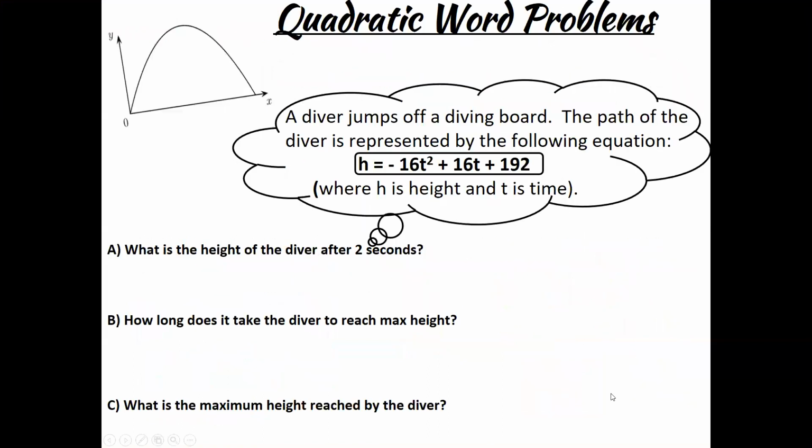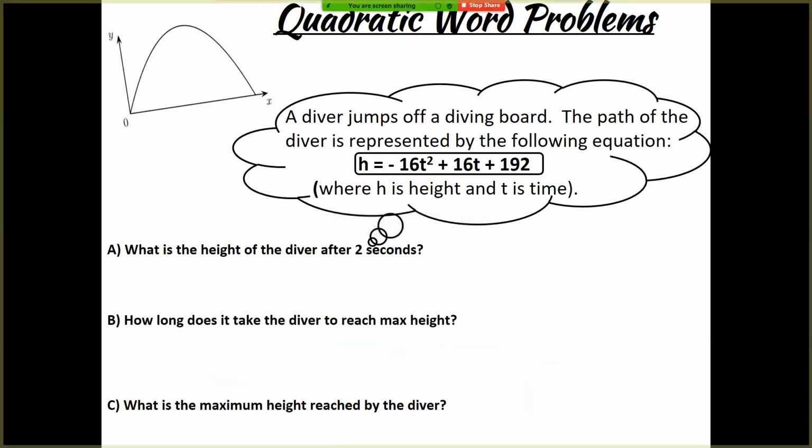The next one, we have a diver jumping off a diving board. The path of this diver is represented by this equation. Again, h is the height, t is the time. For part A, we're asked the height of the diver after 2 seconds. That's just our plug and chug.